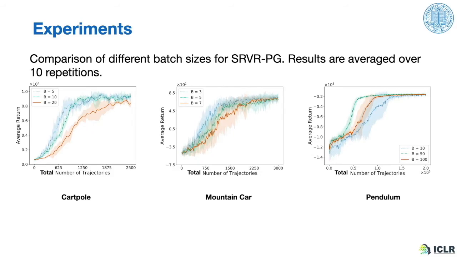We also conducted a sensitivity study of our algorithm on the batch size parameter B, and we found that a moderate choice of batch size B often leads to the best performance, which aligns with our theory.